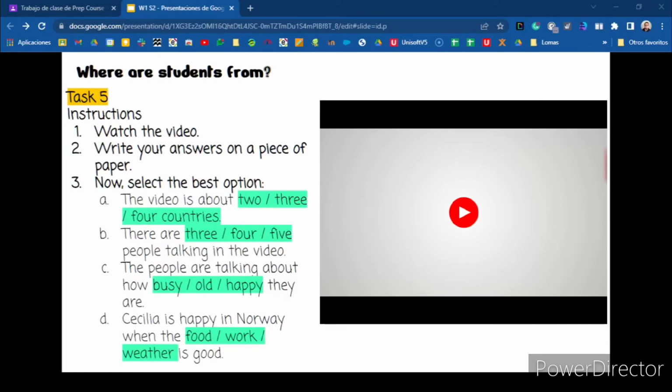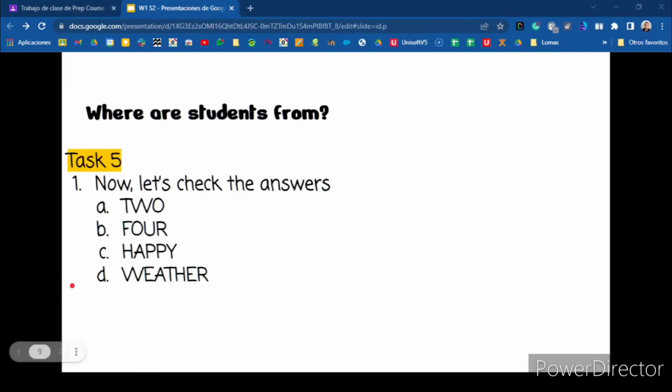So after watching the video, we are going to go to the next part. What do you need to do next? It is to check our answers, to check your answers. So for the letter A, the option is going to be 4, letter B, letter A 2, letter B 4, letter C happy, letter D weather. Those are all the options through this section.